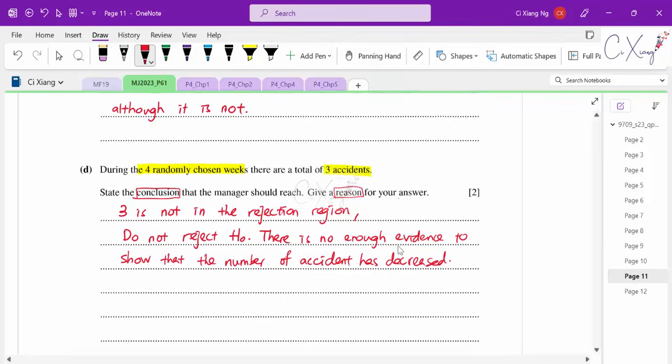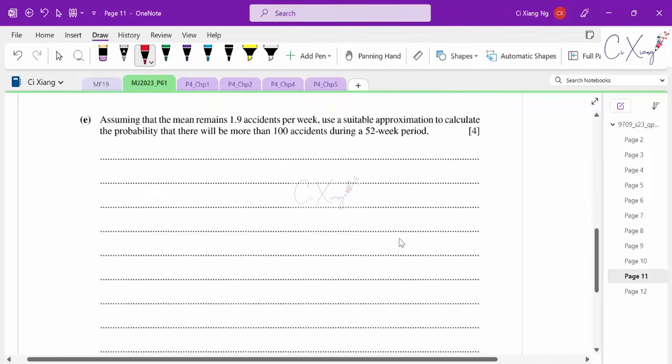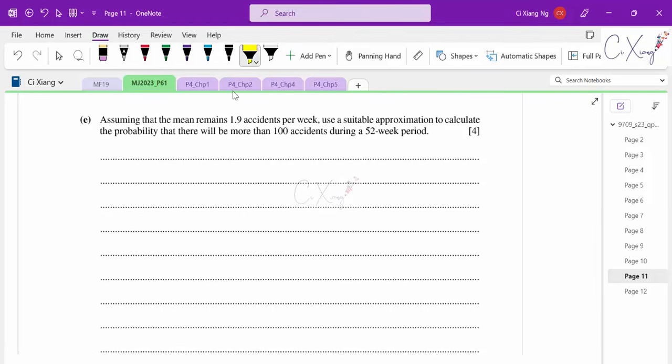Alright, then now let's proceed to the last part. Okay, for part E. Now they want us to assume that the mean remains the same, which is 1.9 accidents per week. So use a suitable approximation. So highlight this keyword, approximation, to calculate the probability that there will be more than 100 accidents during a 52-week period. Originally we are having Poisson distribution. And then we want to find out the probability by using approximation. So in our syllabus, there's only one where we can change the Poisson become normal distributed.